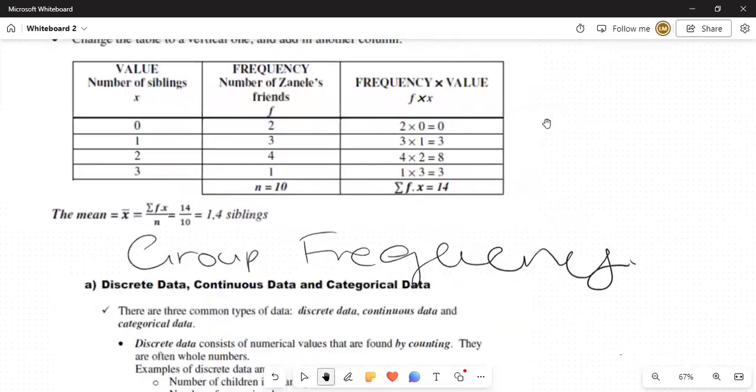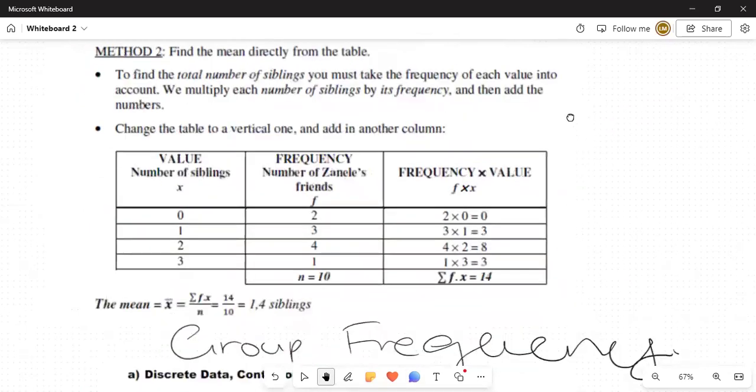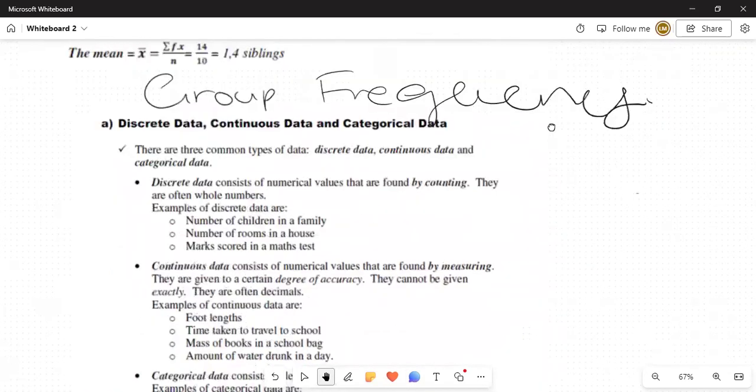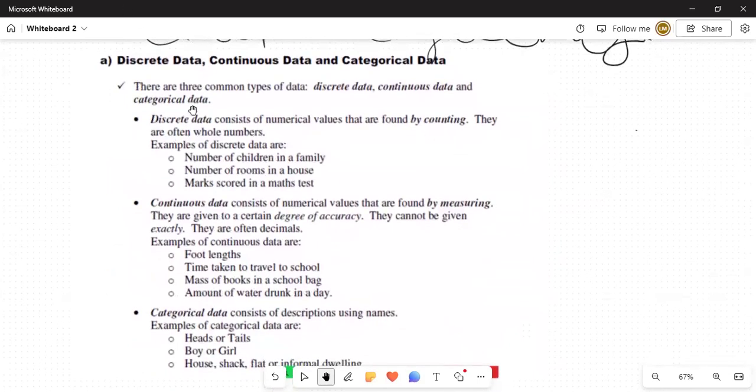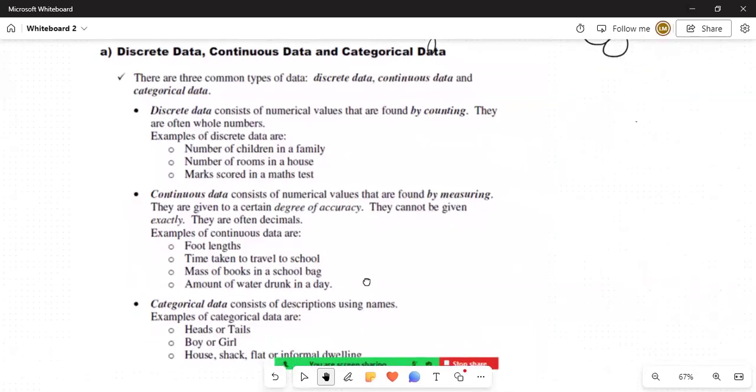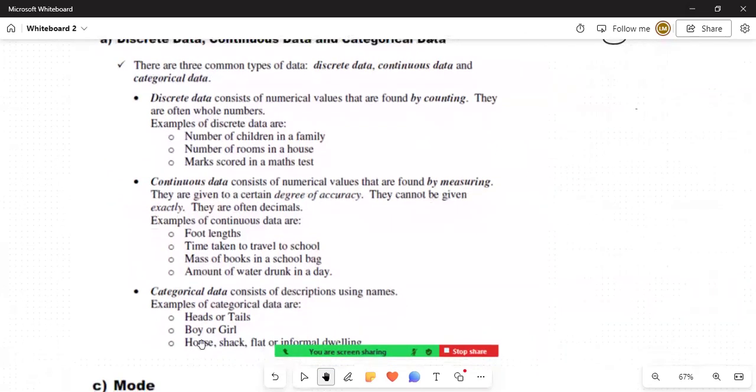So we've worked with just frequencies. Now we want to work with the frequencies. When it comes to data, we have different types of data. We have discrete data, which consists of the numerical values that are found by counting, and then given as percentages over here. We have continuous data, and this consists of the numerical values that are found by measuring. And we have categorical data, and this consists of descriptions using names, and then given as percentages over here.